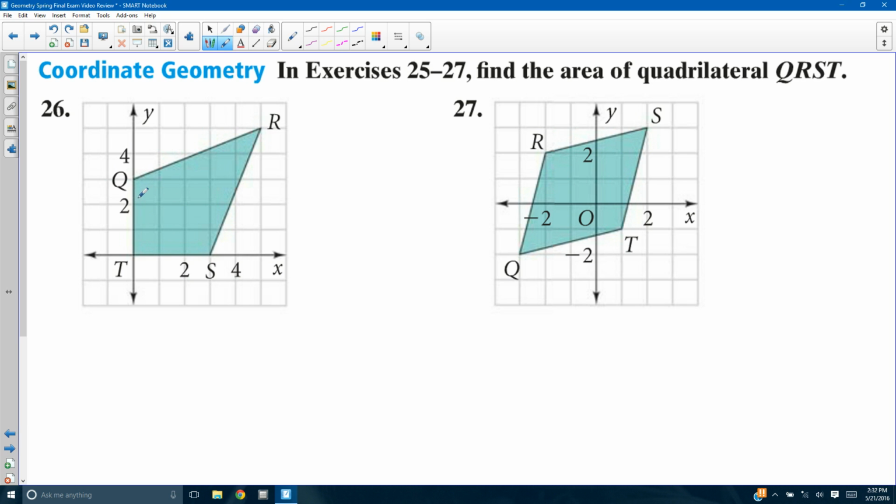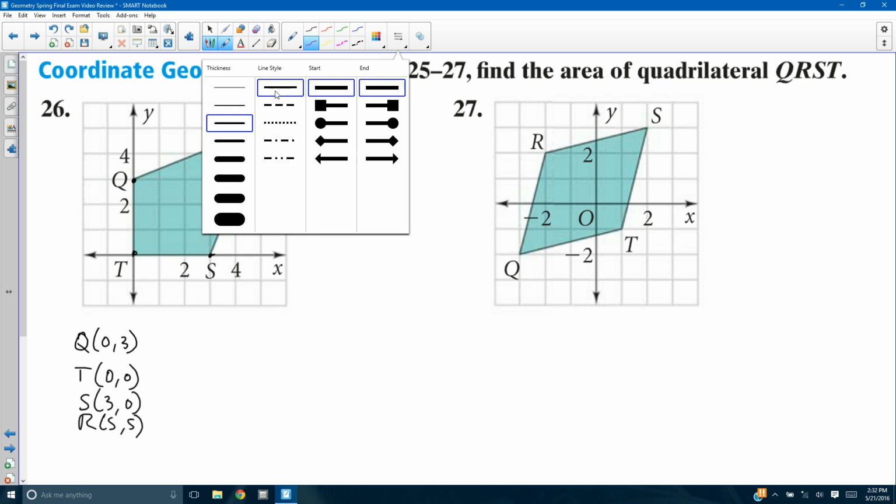Well, one thing is that if I can prove this is what I think it is, which is a kite, then that would mean that QT and TS are congruent to each other. Now Q is at the point (0, 3). Oh, and then SR is congruent to QR. So Q is at the point (0, 3). T is at the origin. S is at the point (3, 0). And R is at the point (5, 5).